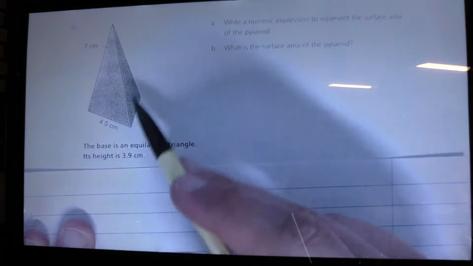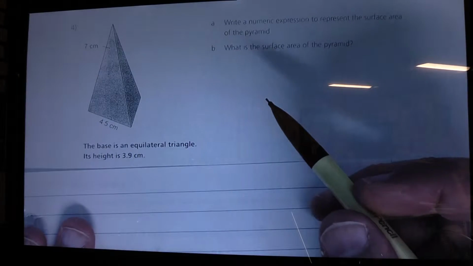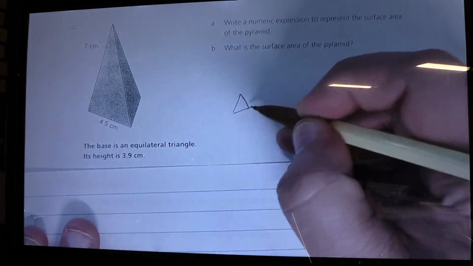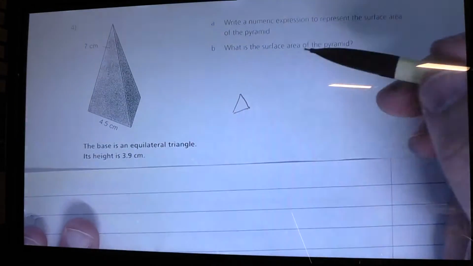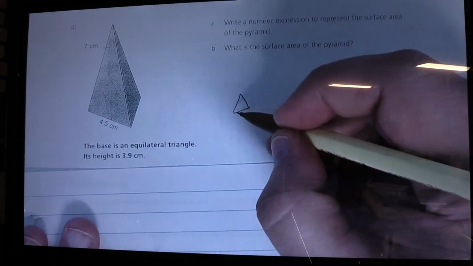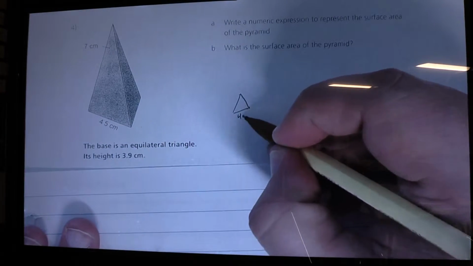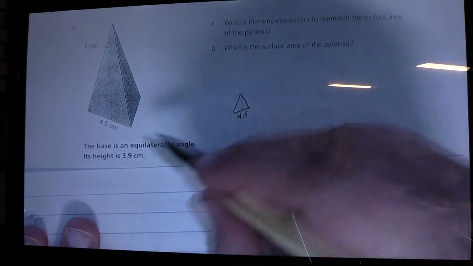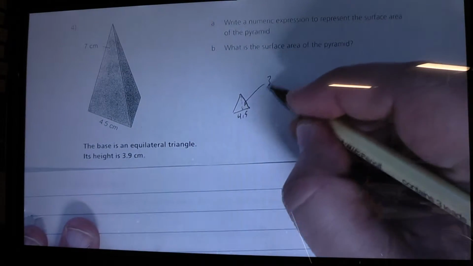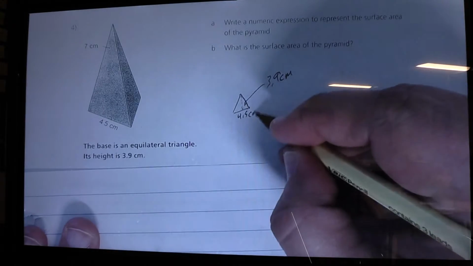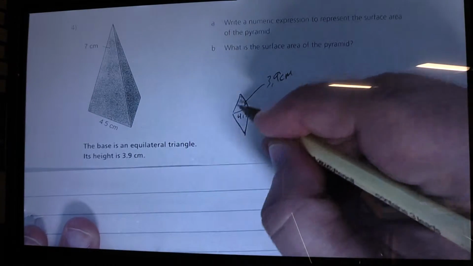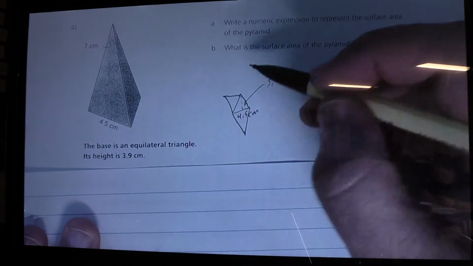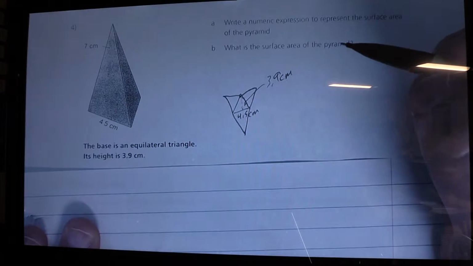Now, when I have a situation like this, I like to make a net. And I'm going to make a net here. So here's my equilateral triangle that forms the base of this pyramid. And I can see here that's going to be 4.5 centimeters. And I know that the height, because it tells me, is 3.9 centimeters. So I'm going to have a triangle side here for that pyramid, here a triangular side, and here a triangular side.